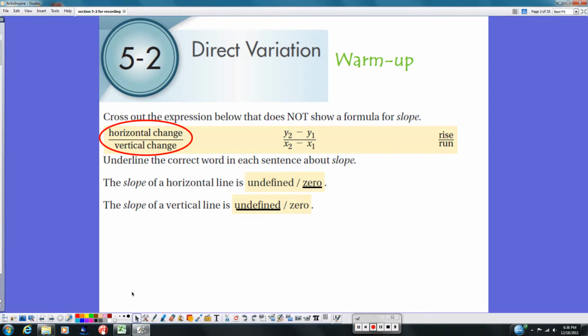So the first one, which expression does not show a formula for slope, is the first one. Horizontal change over vertical change is not slope. Slope is vertical over horizontal. And the slope of a horizontal line is zero. The slope of a vertical line is undefined.